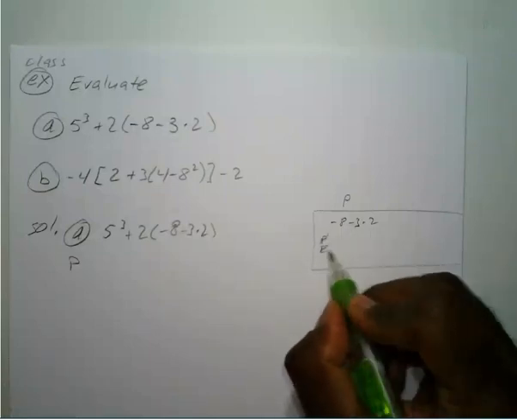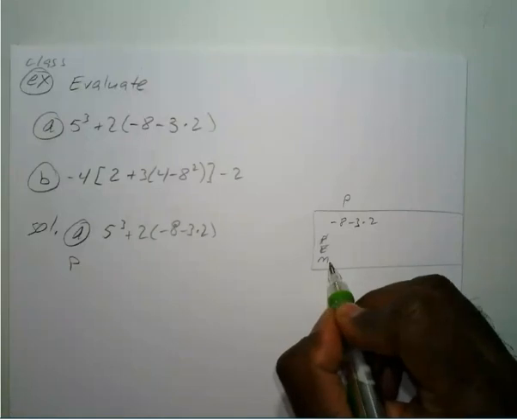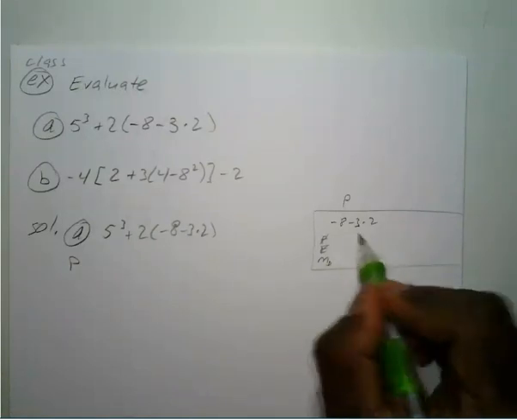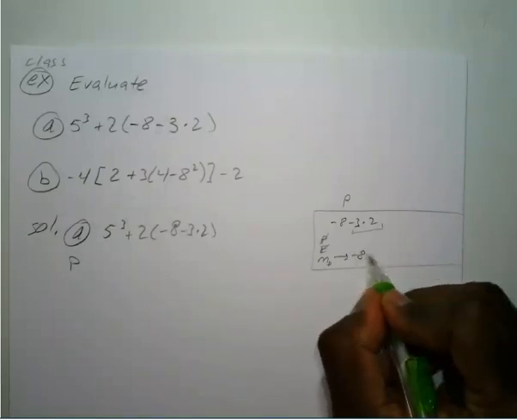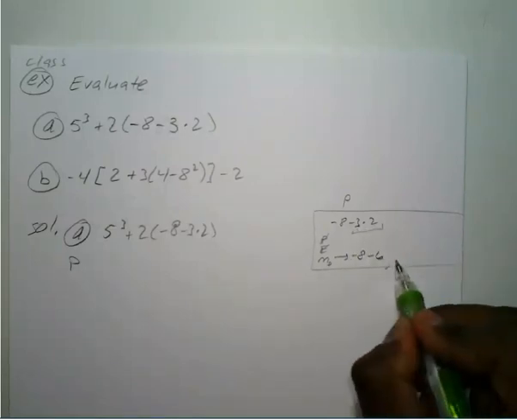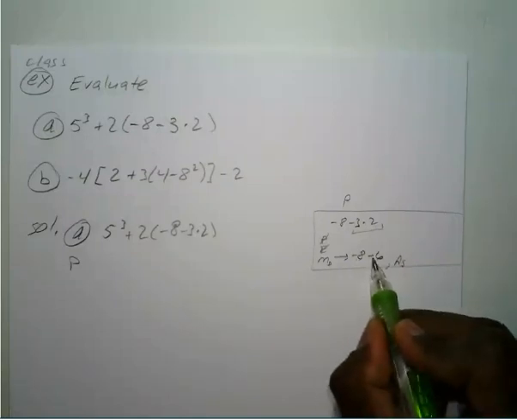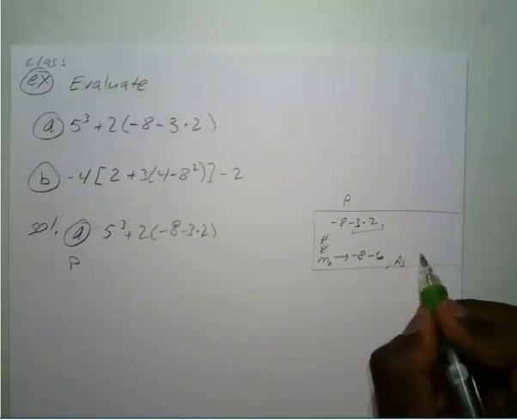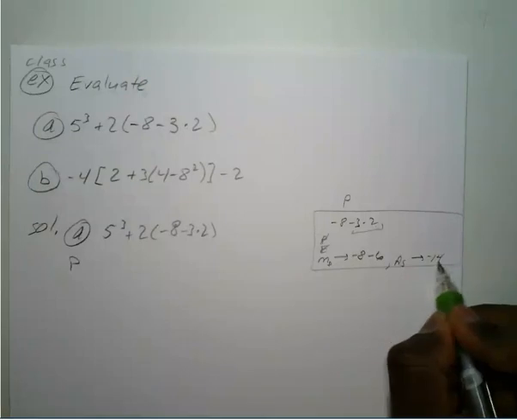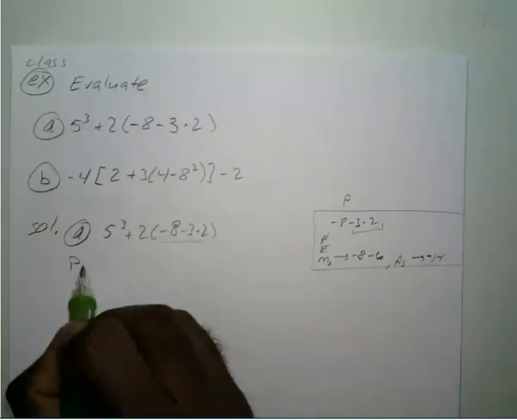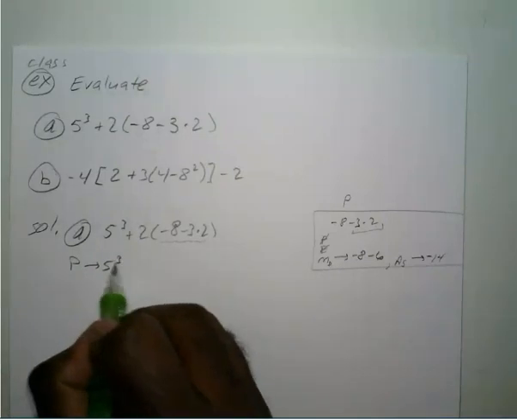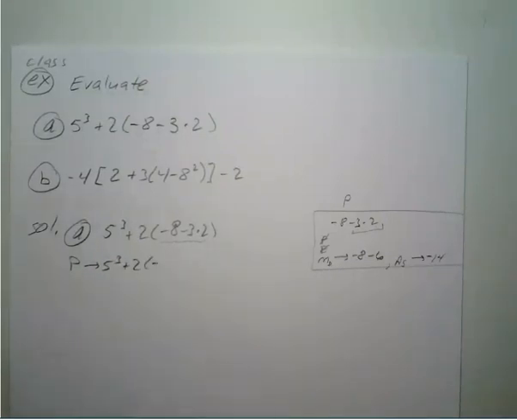You don't have exponents. You have multiplication and division that you're going to do from left to right. So you have 3 times 2, so you have negative 8 minus 3 times 2, which is 6. And then you're adding a subtraction. Negative 8 minus 6 is negative 14. So everything in the parentheses becomes negative 14. So we have 5 to the third plus 2 times negative 14.